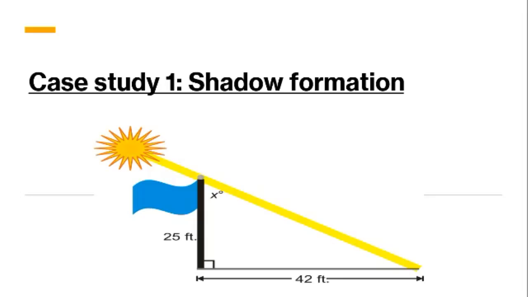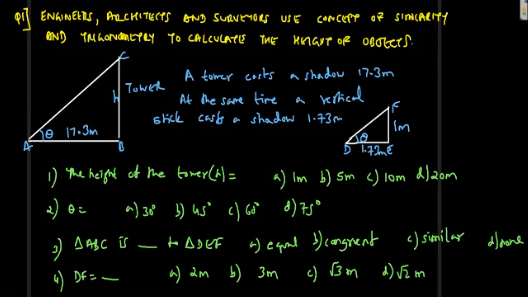The first question in front of you: engineers, architects, and surveyors use the concept of similarity and trigonometry to calculate the height of objects. You are aware that trigonometry is a very important part of calculating heights. You have done applications of trigonometry. So what is this question?